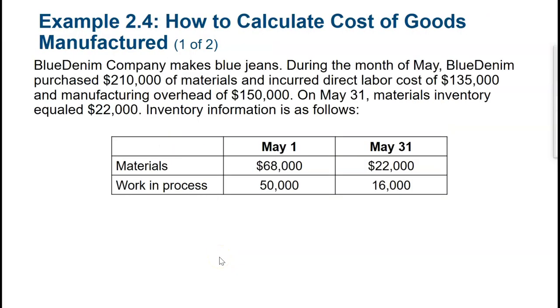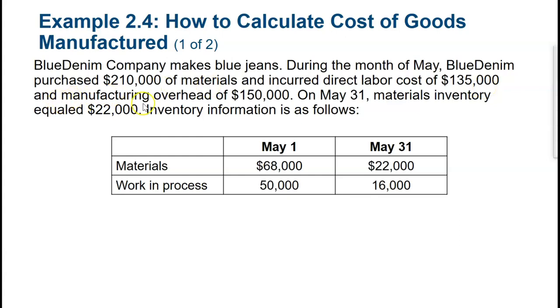All right, so let's go ahead and do that. How to calculate cost of goods manufactured. Again, Blue Denim Company makes blue jeans. Hopefully by now we've got that figured out. During the month of May, Blue Denim purchased $210,000 of materials. We already talked about that. And incurred direct labor cost of $135,000. We have not talked about that.